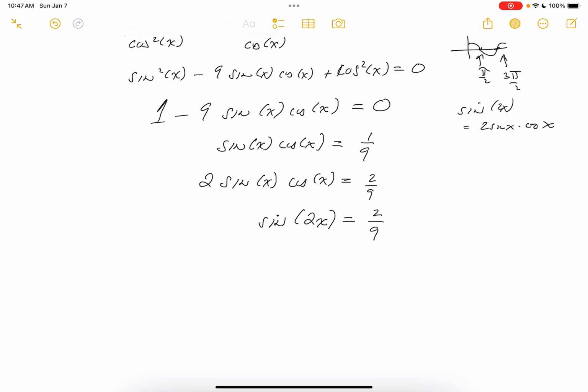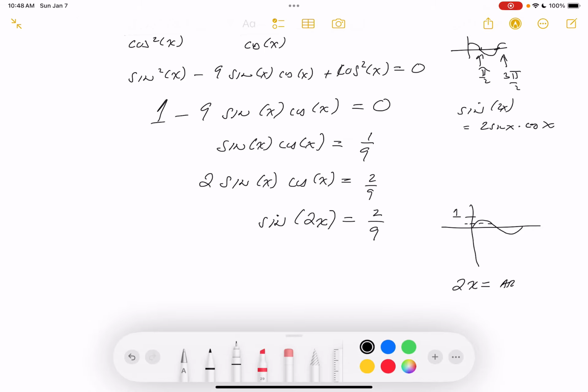Now granted, this is not a nice number, but what I'm starting to realize is that I can figure this thing out. And the reason is if I look at the sine function, the sine function looks like this over here. This is the number 1, and 2/9 is going to hit it twice. So I'm going to write the reference angle down. So 2x, right? The reference would be the arc sine. You know what, I need more room. I'm going to get an eraser out.